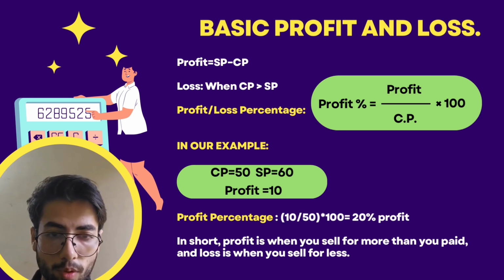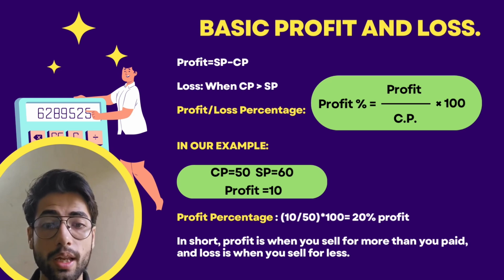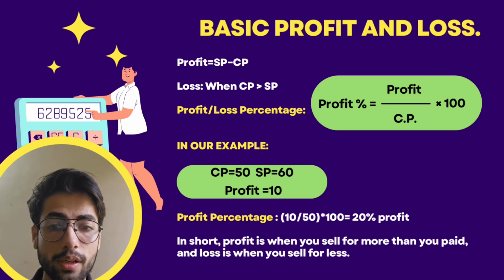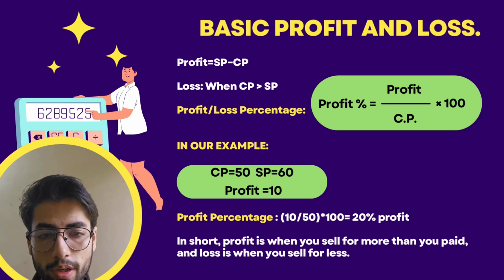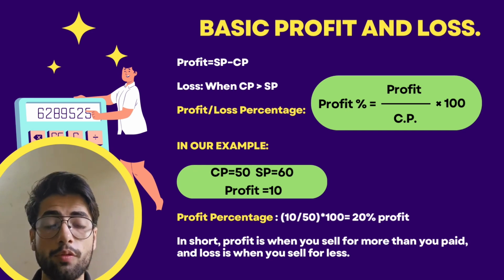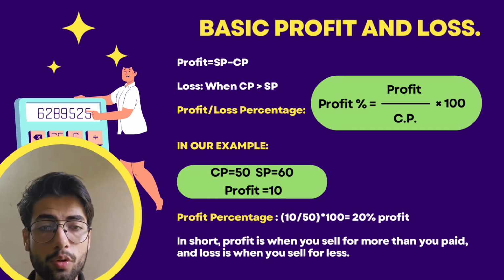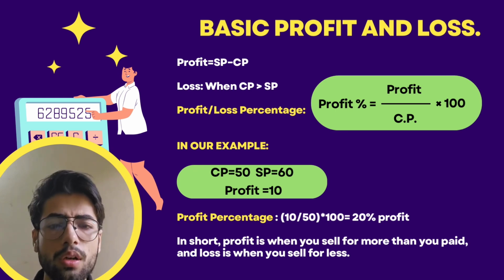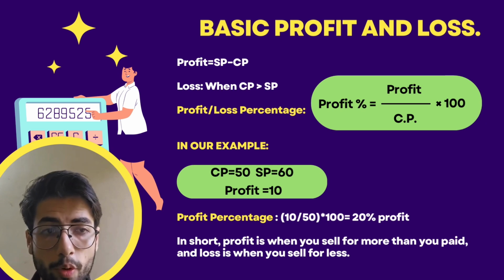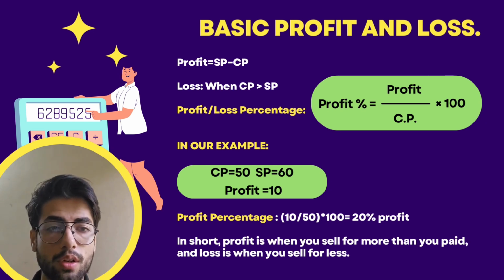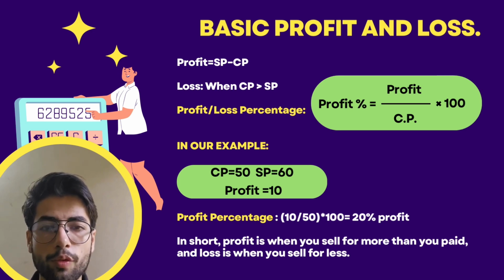In order to calculate profit, the basic formula is selling price minus cost price, or SP minus CP, which is 300 minus 200, which is equal to 100. Since the selling price is greater than the cost price, this is a profit of 100. Now in order to calculate the profit percentage, the formula is profit upon CP into 100. Putting in the values, the answer is 100 upon 200 into 100, which is 50%. This means there is a 50% profit on the cost price.